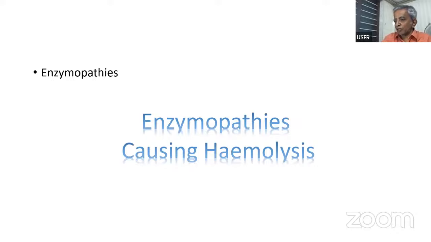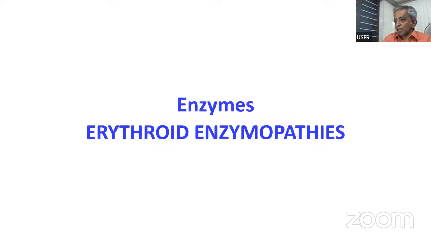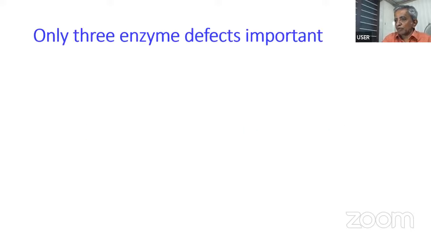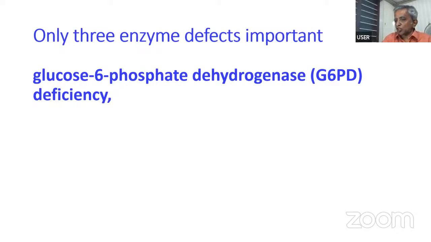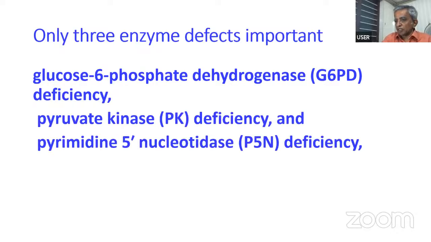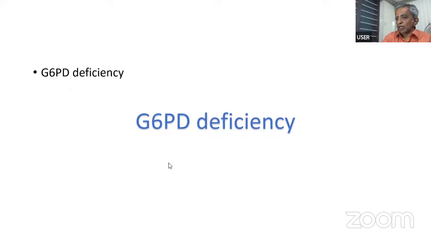Now come to the enzymopathies causing hemolysis. Erythroid enzymopathies, there are three important enzymes. One is G6PD, pyruvate kinase deficiency, and pyrimidine 5-nucleotidase deficiency. These two, G6PD and pyruvate kinase deficiency, are most common. Pyrimidine 5-nucleotidase deficiency is less common. I brought it because there is some point to be taught. Go to the next slide.